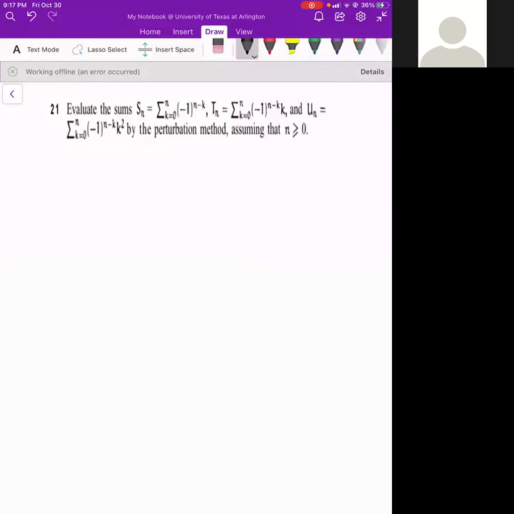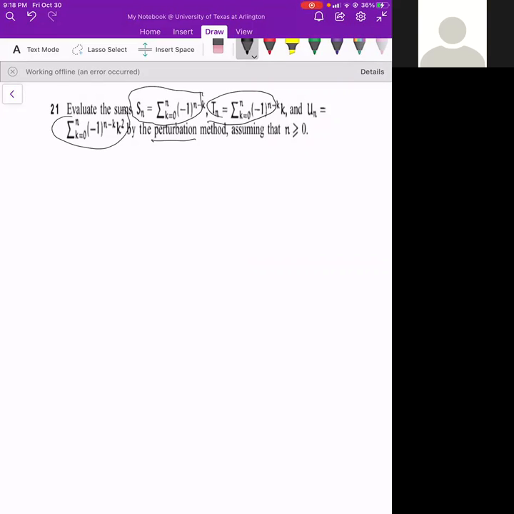Hello everyone. All right, so what we're going to try to do in this problem is basically evaluate these sums. Sorry about my handwriting. Evaluate the sum using the perturbation method. Before doing that, let us briefly look into what perturbation actually is.